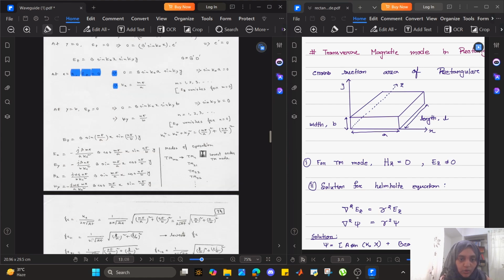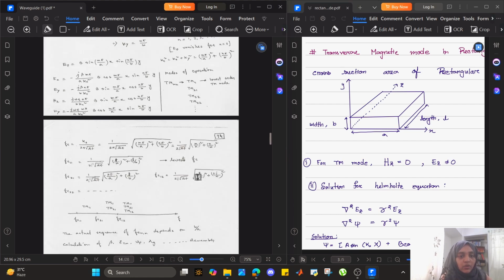That is the lowest order TM mode for the rectangular waveguide. Then we can give a lot of combinations: in the KY we can give n equal to 2, or in the KX we can give m equal to 1. Combining all of this, we get different modes of operation. And for the rectangular waveguide there is a cutoff frequency, meaning below this cutoff frequency, if we pass any light source into the waveguide, it will not propagate.